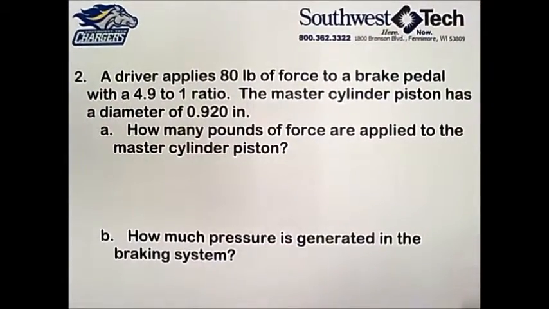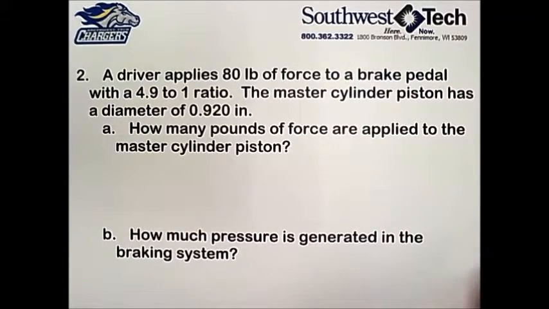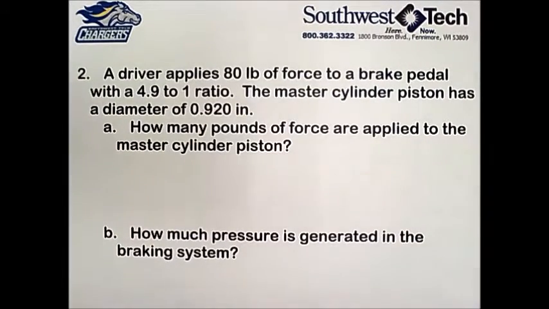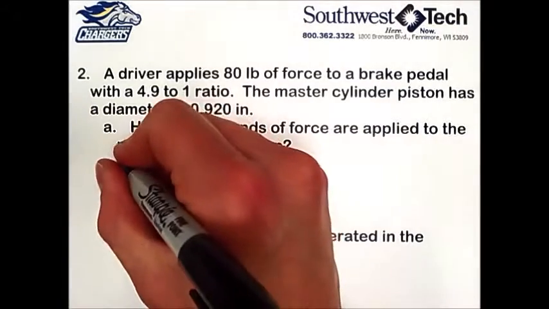Number 2. A driver applies 80 pounds of force to a brake pedal with a 4.9 to 1 ratio. The master cylinder piston has a diameter of 0.920 inches. Part A asks us how many pounds of force are applied to the master cylinder piston. So in this problem, we're trying to figure out the output force.